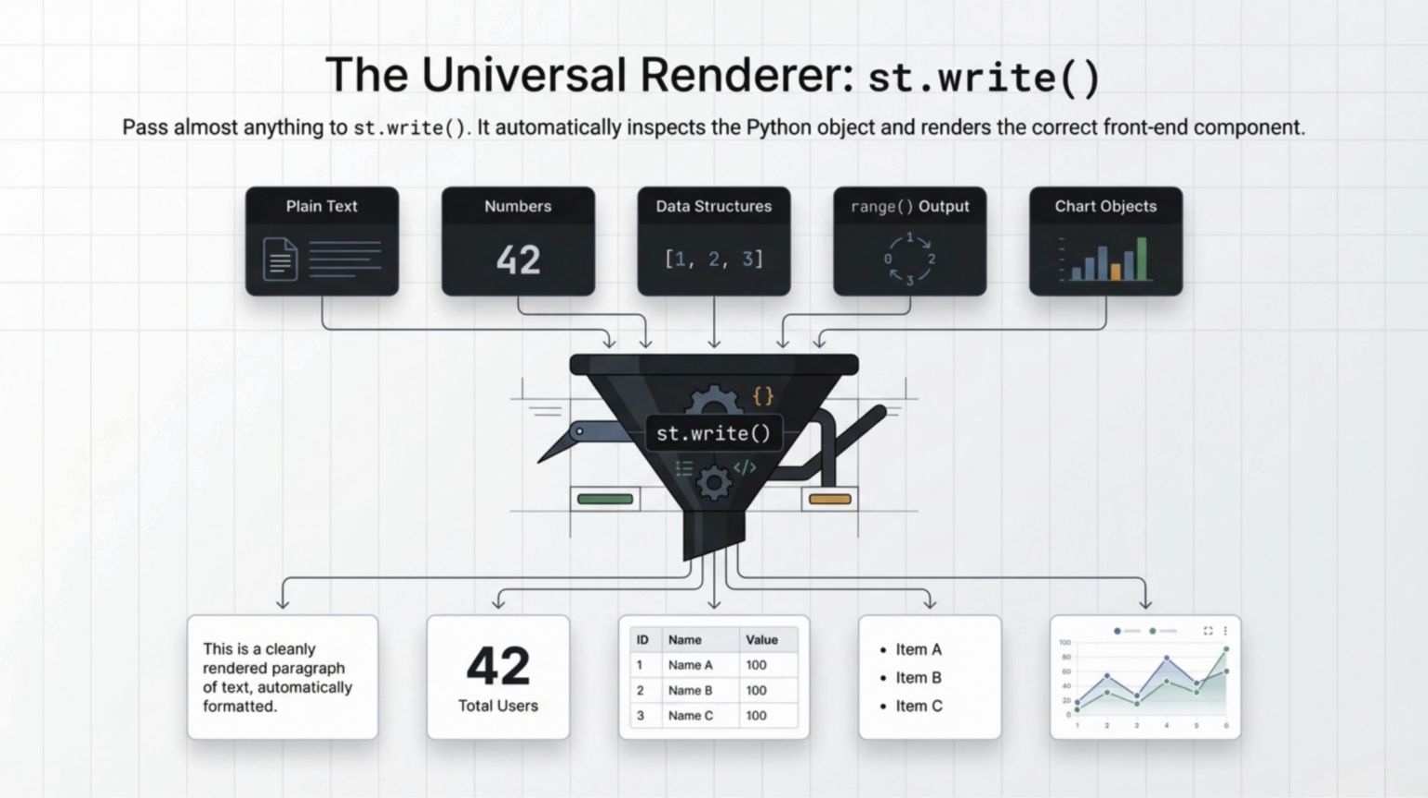The st.write function is a very useful feature in Streamlit. It can display text, numbers, tables, lists, and charts easily. Streamlit understands the data type and shows it in the correct format. This reduces extra coding and makes the app clear and user-friendly.